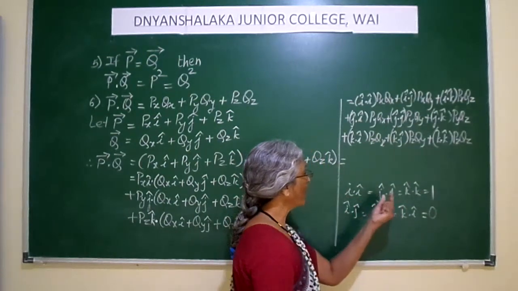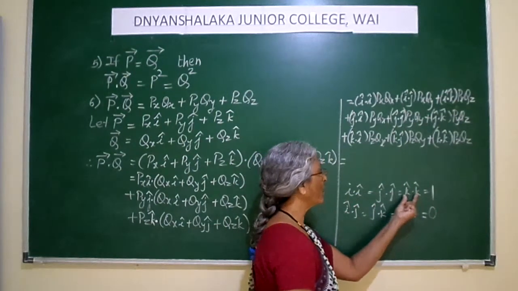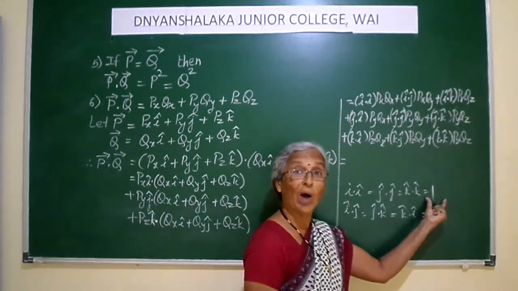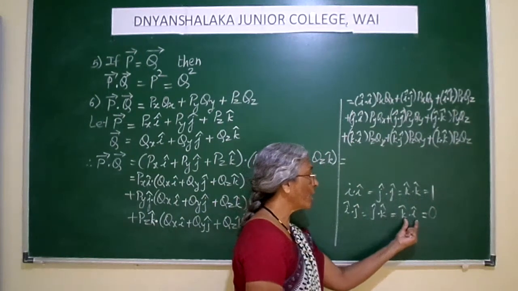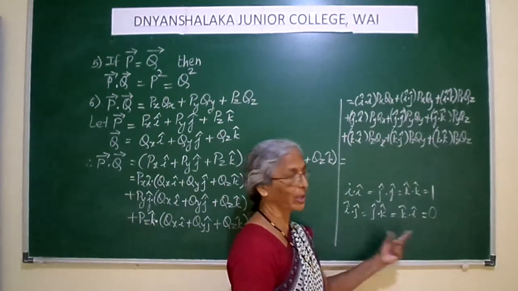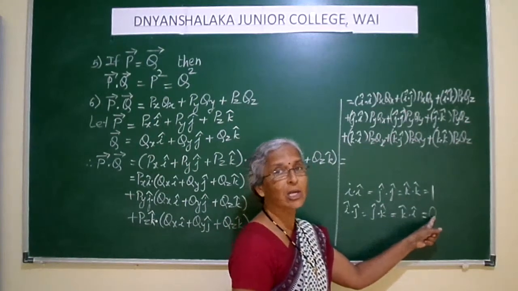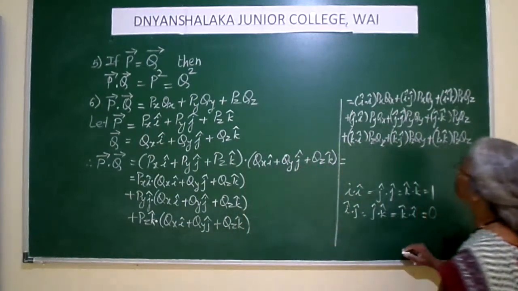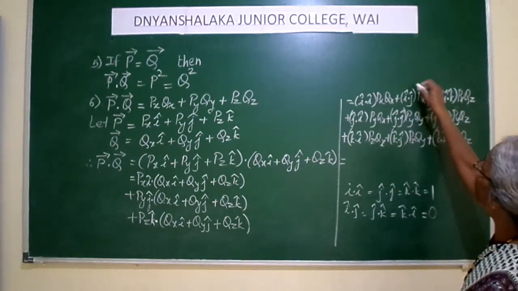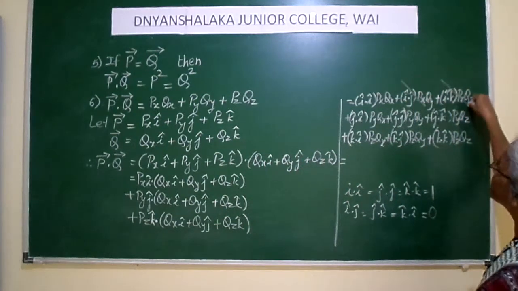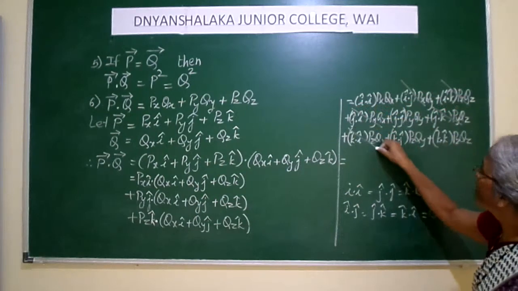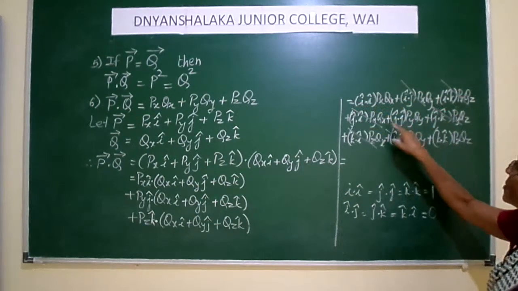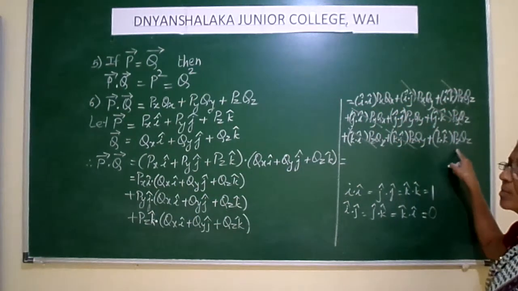Vector I dot vector I, vector j dot vector j, vector k dot vector k equal to 1, and vector I dot j, j dot k or k dot I or their commutative product values are equal to 0. So we will take all the values which are equal to 0. This will become 0, this will become 0, this will become 0, this will become 0, this will become 0 and this will become 0. So these are the only terms remaining now.